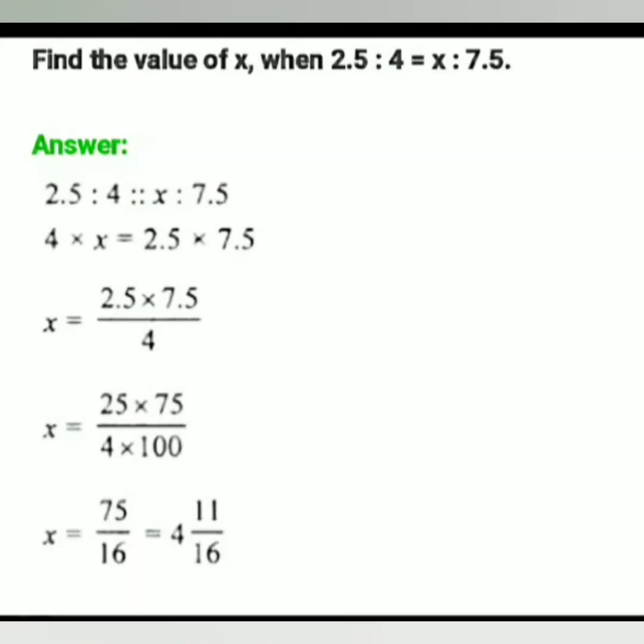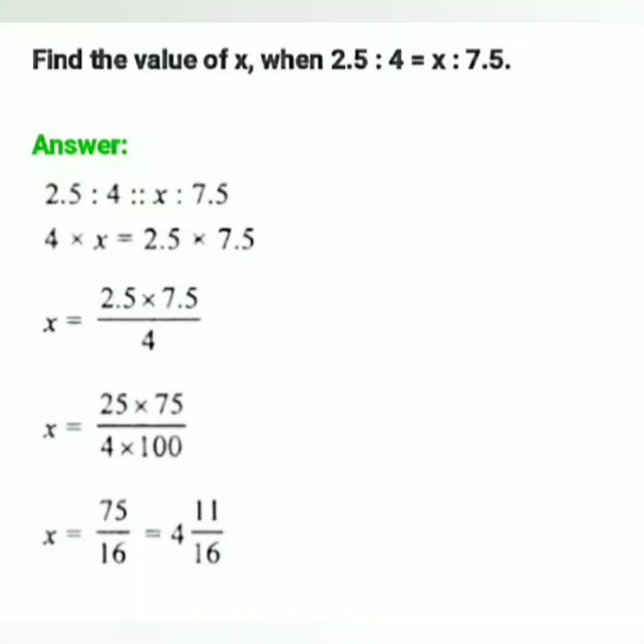We have to segregate the x portion. We have to find out the value of x. So 4 is in multiplication. But when we are calculating the value of x, if it is in multiplication, it will go in the division. So x is equal to 2.5 into 7.5 divided by 4. After doing all the calculation and all the cutting by which table it is getting cut, we will be reducing it into a shorter form.